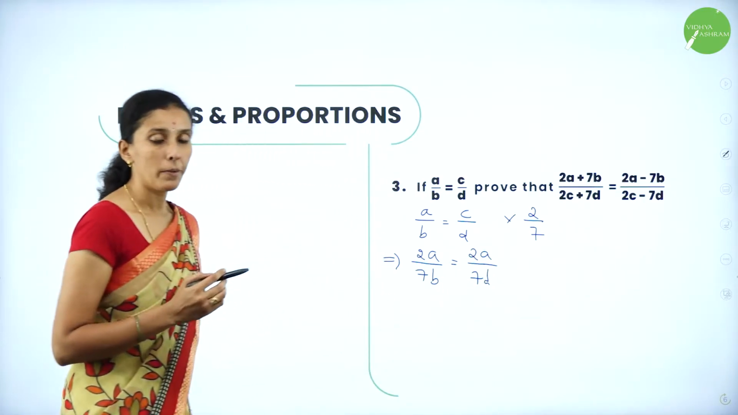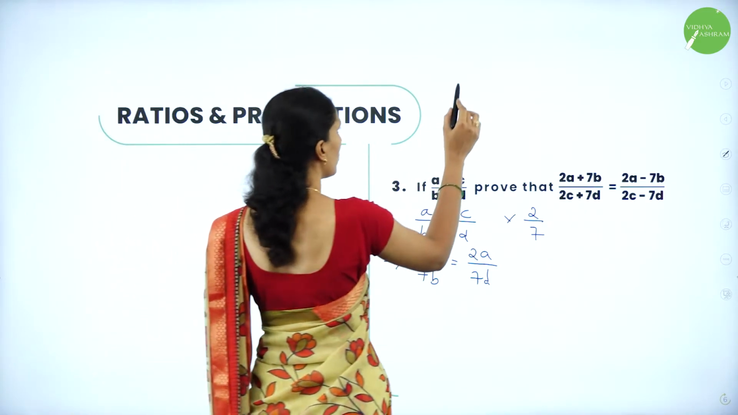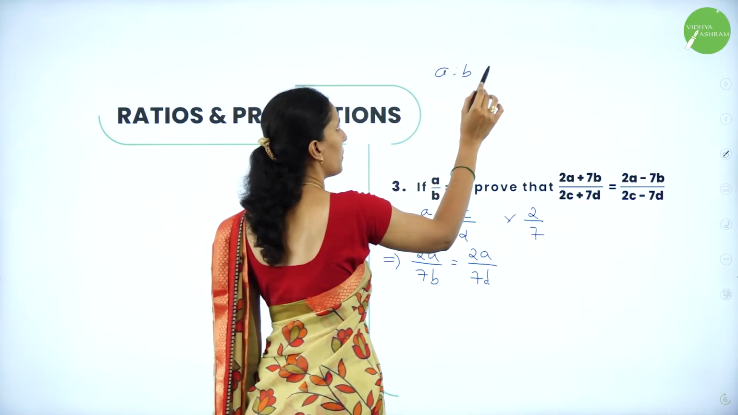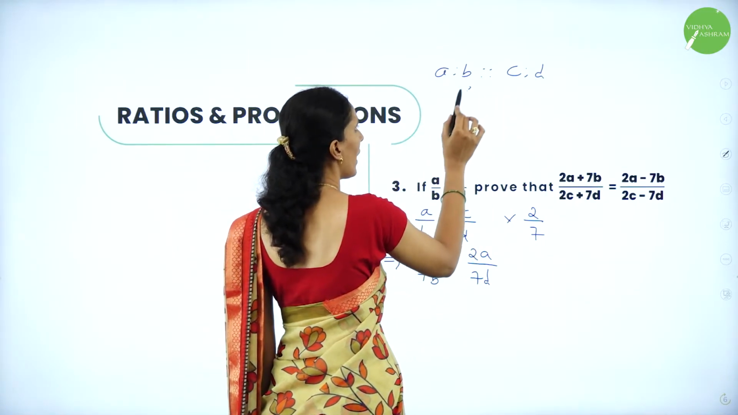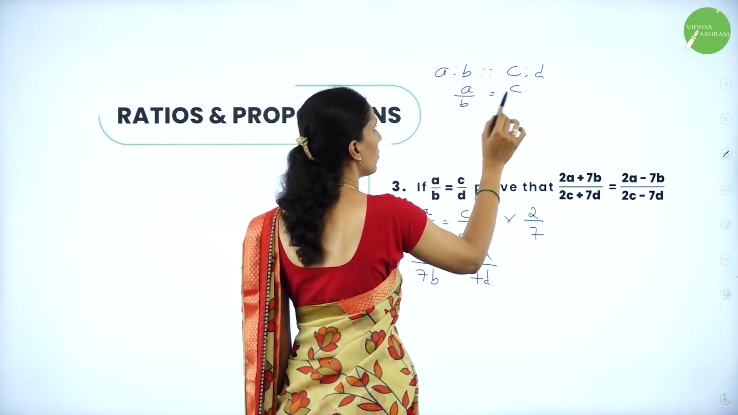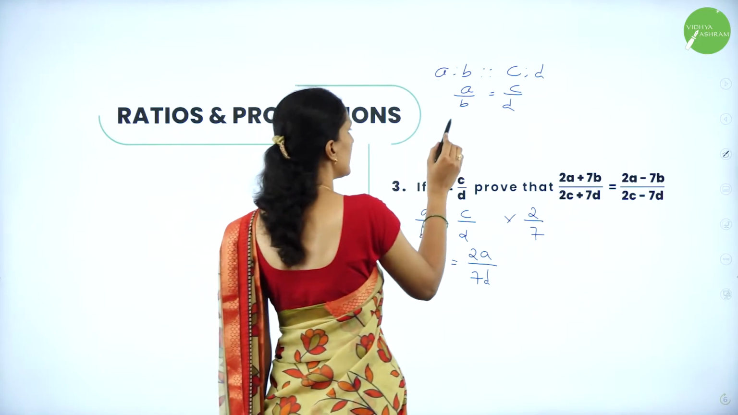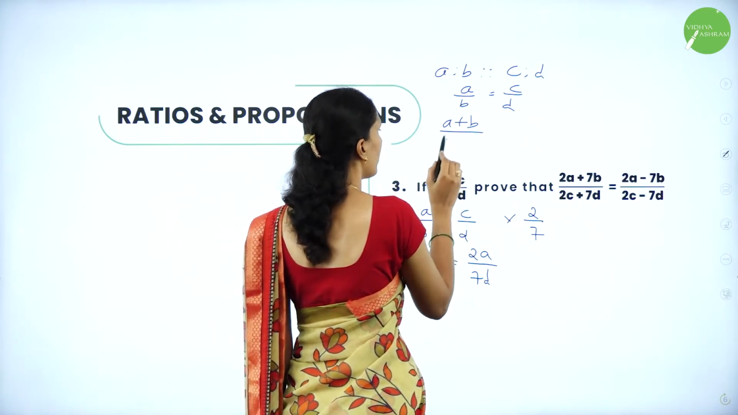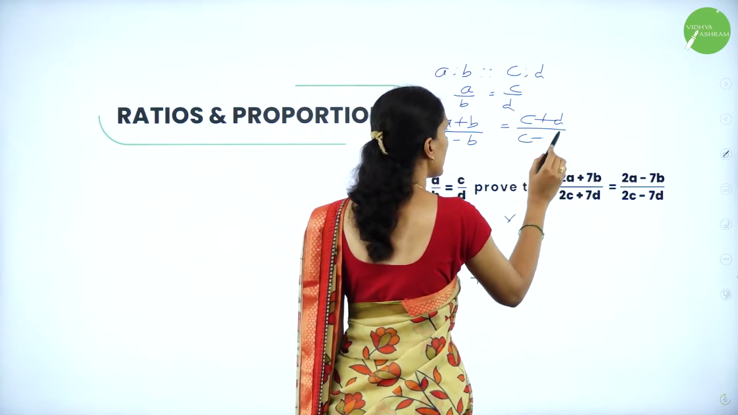Now, remember the property of componendo and dividendo. What is the property of componendo dividendo? If A is to B proportional to C is to D, then you write A by B is equal to C by D. When you apply the property of componendo and dividendo, this is (A plus B) divided by (A minus B), and this is (C plus D) divided by (C minus D).